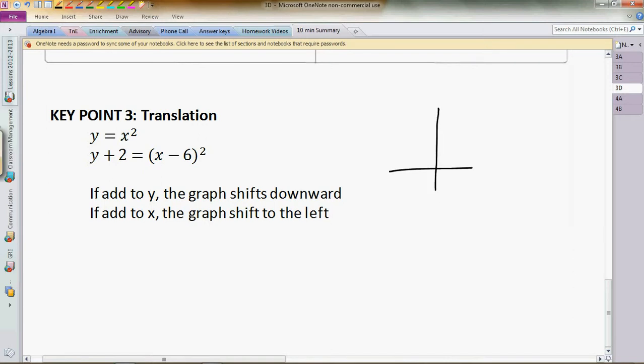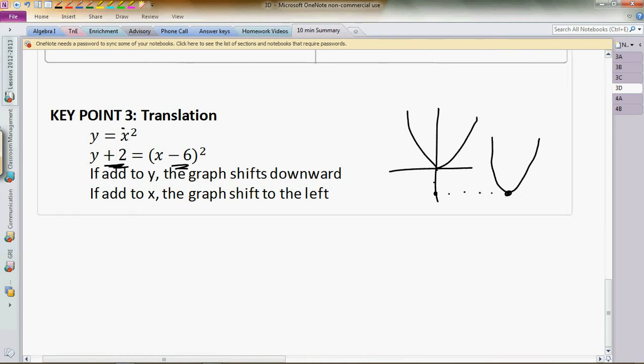So we have, let's say, this is a rough sketch of y equals x squared. And then we are adding 2 here, so the graph will shift down 2 spaces. And then also we are subtracting 6 from x, so the vertex will shift 6 spaces to the right. 1, 2, 3, 4, 5, 6. So that will be here, and the graph will look something like this. The shape will be the same, but the position will be different. And that's the summary of Investigation 3D.